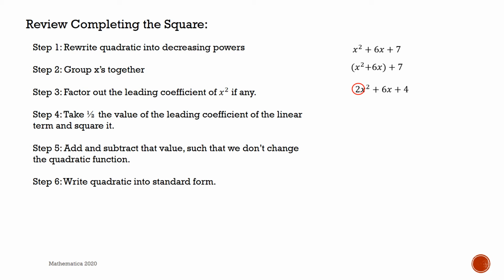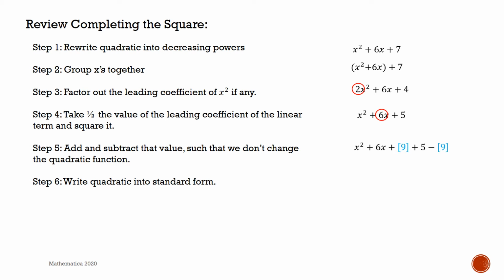The most important part, how we complete the square. We need to take half the value of the coefficient of the linear term and square it. So in this particular example, 6 is my coefficient. Half of 6 is 3, and then I would square it, 9. So then what I would do is simply add 9 and subtract 9.